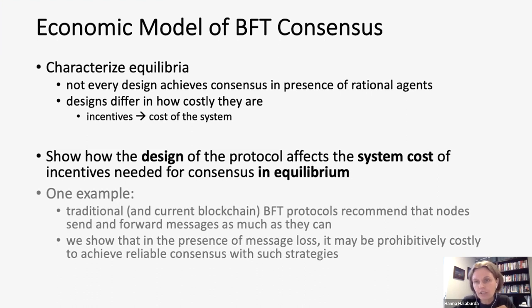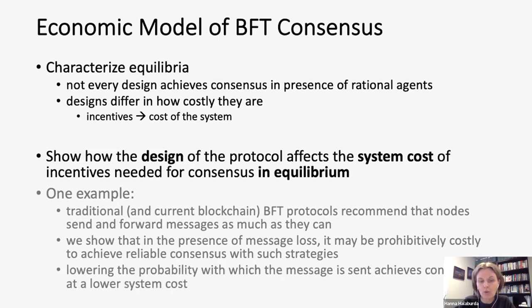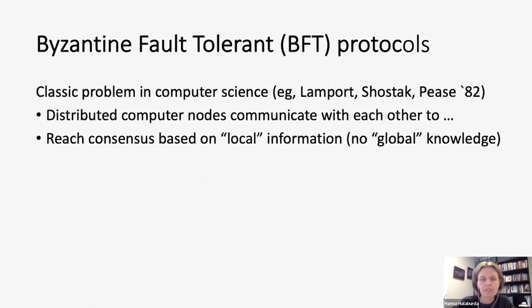But we show that if there is message loss and the messages cannot be sent perfectly, it may be prohibitively costly to achieve reliable consensus if the messages are sent with probability 0.99. So this is kind of paradoxical. It turns out that lowering the probability with which the messages are sent, for example, to 1/2, may achieve consensus at lower system costs. So how are we showing such results?